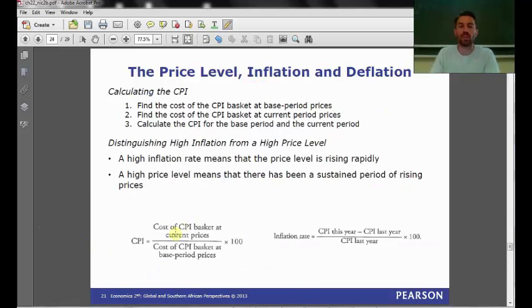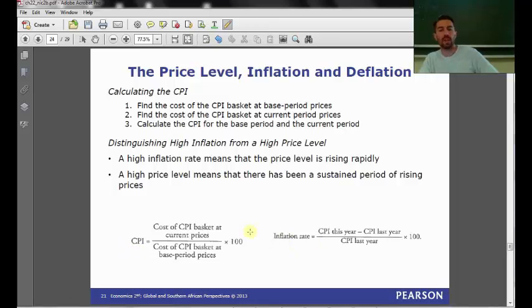Because our equation divides the value of the basket in any particular year by the value in the base year. So if we want to know the value of the CPI in the base year, we just divide the value of the basket by itself. We're going to end with the value of? We're going to end with the value of 100. The value of the basket divided by itself would be 1, times 100. Okay?